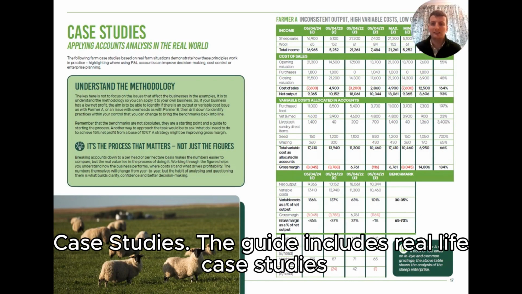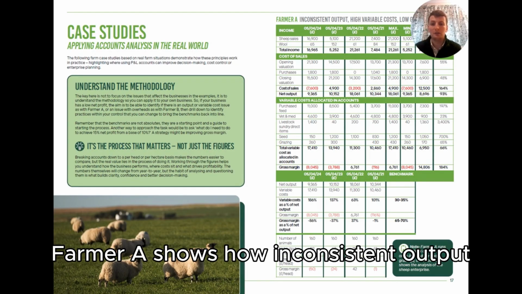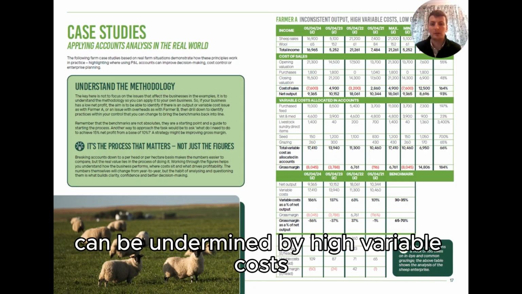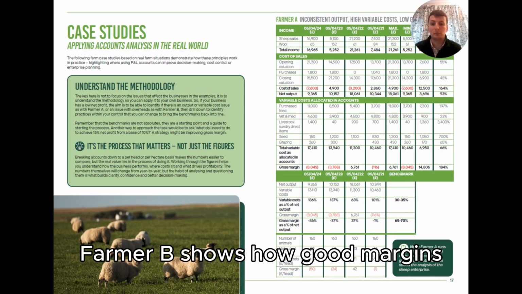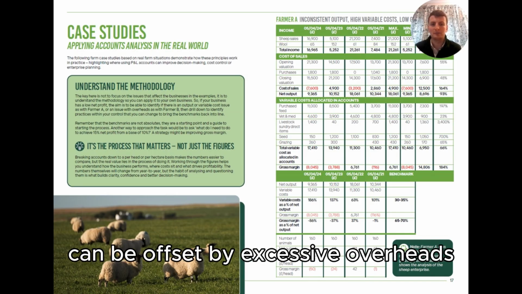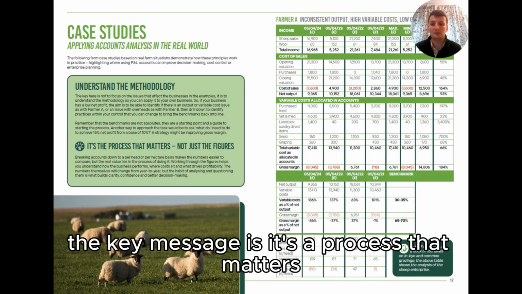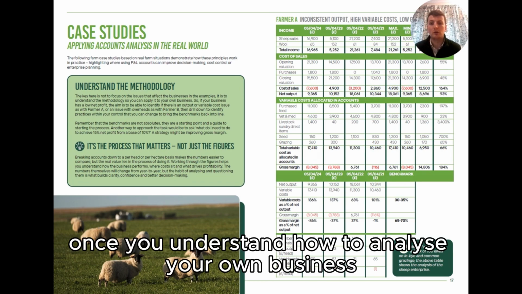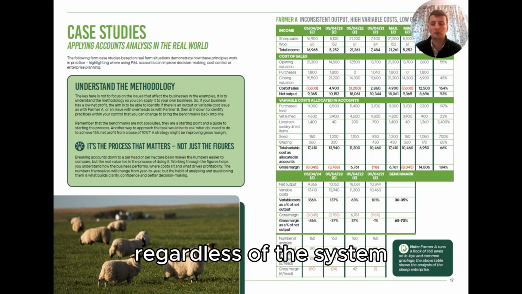Case studies. The guide includes real-life case studies. Farmer A shows how inconsistent output can be undermined by high variable costs. Farmer B shows how good margins can be offset by excessive overheads. The key message is, it's the process that matters, not just the figures. Once you understand how to analyse your own business, you can apply the same approach regardless of the system.